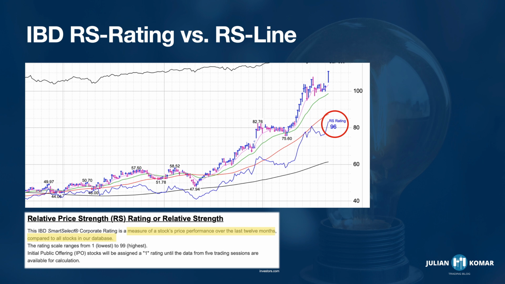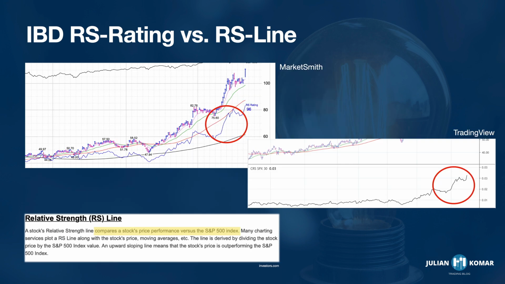I personally also buy stocks with an RS rating lower than 90, but in that case, the stock needs something special, like a special story or very strong growth, to compensate for the lower RS rating. The RS line, which is the blue line here in the left screenshot from MarketSmith, or the black line here in the screenshot from TradingView, is a totally different thing.